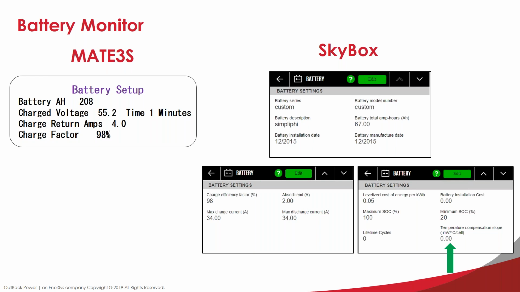Okay, sorry about that. So back to the Skybox settings.